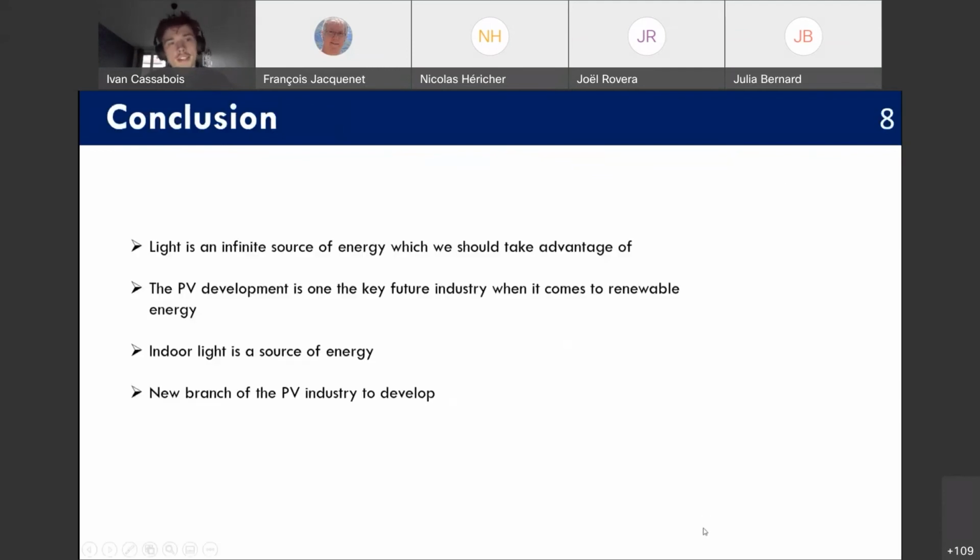So what we can say is that light is an infinite source of energy, which we should take advantage of. And PV development is one of the main key problems in energy, regarding global warming. What we have seen in this project is that indoor light is a source of energy which we can use and take energy from. So it is a new branch of the PV industry to develop and to work on, in order to make better use of energy and try to gain more efficiency in the future.